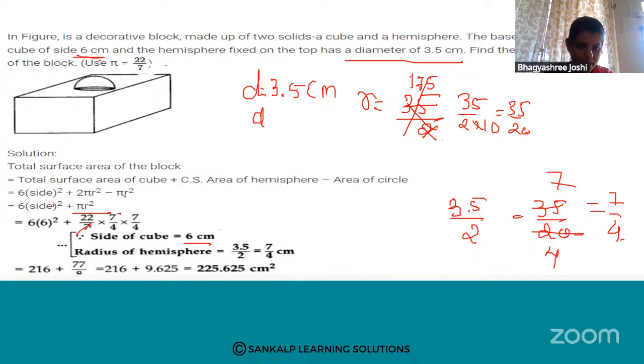7 and 7 will get cancelled, right? 2 2s are 4, 11s are 11. Okay. So 11 into 7 is 77 and 2 into 4 is 8. 216 plus 77 divided by 8 is 9.625. So 216 plus 9.625 is 225.625 centimeter square. Okay.